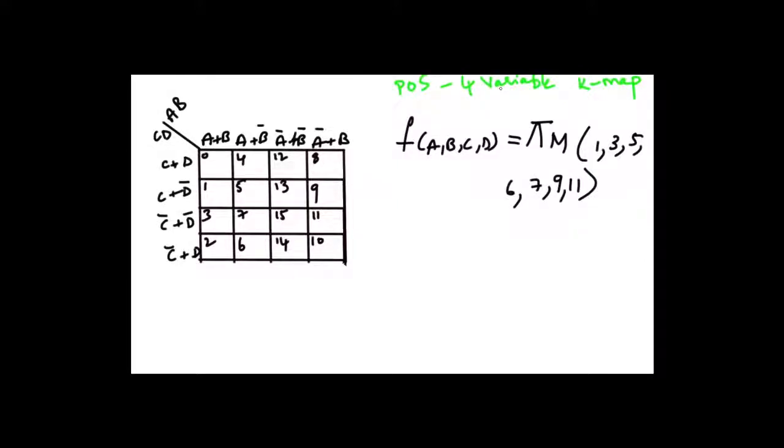Yes, this is a 4 variable K map using POS. So this is a question, and before going to the question, we'll see this K map first. These are 4 variables A, B, C, D.